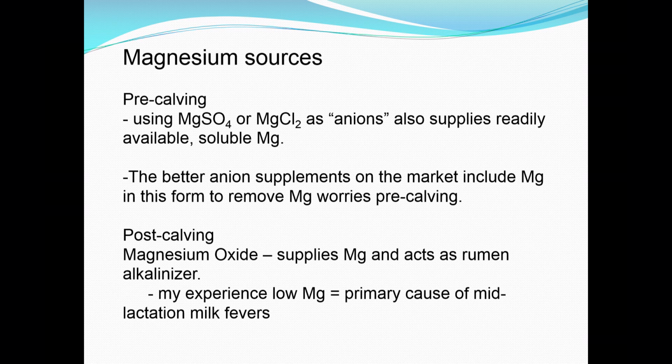Magnesium sources, mag sulfate, mag chloride, are often used in the pre-calving rations in America as anionic salt supplements. The beauty of those is that they're very, very available, and usually we see no problems with the cows prior to calving. The problem in America is post-calving, when the farmers all rely on magnesium oxide to be the source of magnesium in these diets. And they do that for two very good reasons. Magnesium oxide is cheap, fairly palatable, and it's a rumen alkalinizer. So during lactation, we would like to use this to help alkalinize rumen fluid.